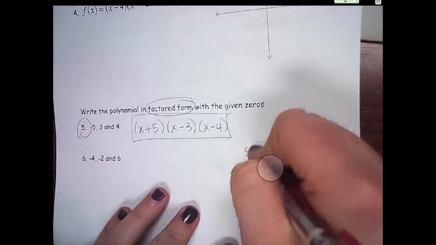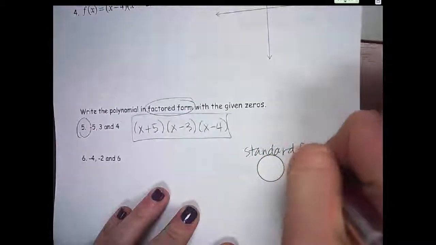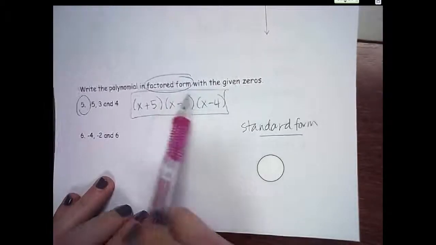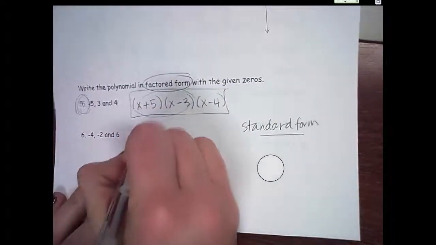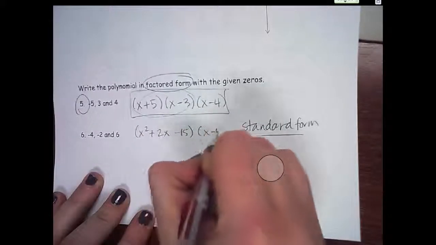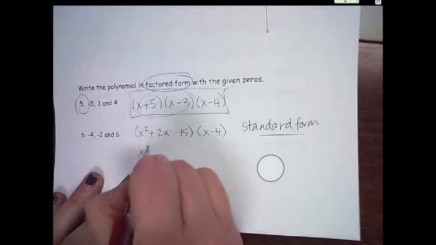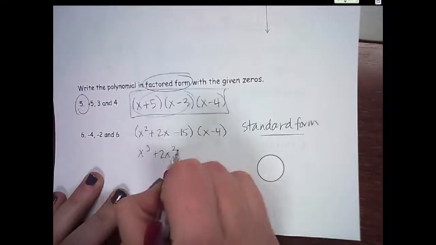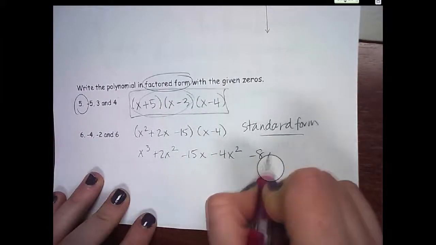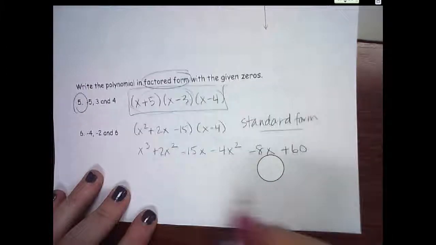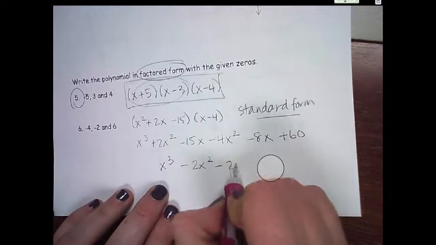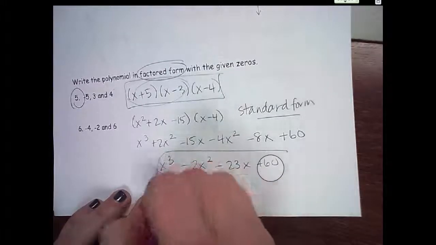If it says standard form, you would multiply out all 3 of these. So you start with 2 of them, which would be x squared plus 2x minus 15, and multiply that with the x minus 4. So x cubed plus 2x squared minus 15x. So if they ask standard form, you just put everything together. And it would look like that.